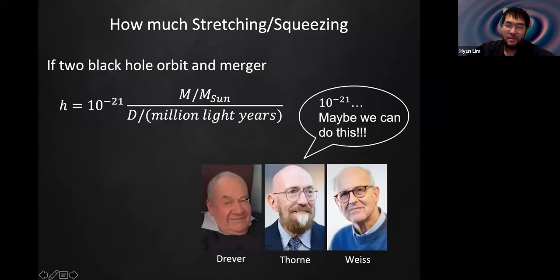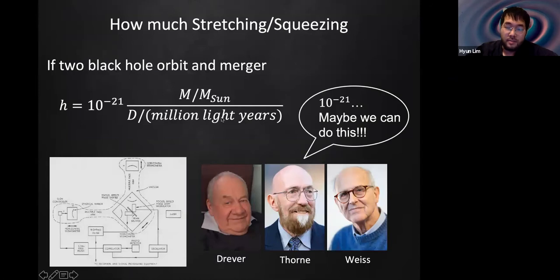But fortunately, we have great fellow scientists, Ron Drever, Kip Thorne, and Rainer Weiss, and they think that maybe we can do this, even with 10 to the negative 21. So they started thinking about how to observe this small, tiny stretching and squeezing of space-time itself. That's the original idea from the 1970s of how we can measure it. Note that Kip Thorne and Rainer Weiss are Nobel laureates in 2017 for gravitational wave observation. Unfortunately, Ron Drever passed away before the Nobel Prize ceremony in 2017.